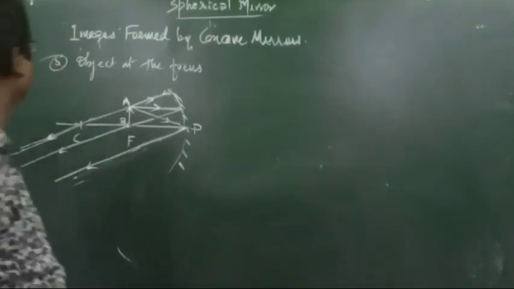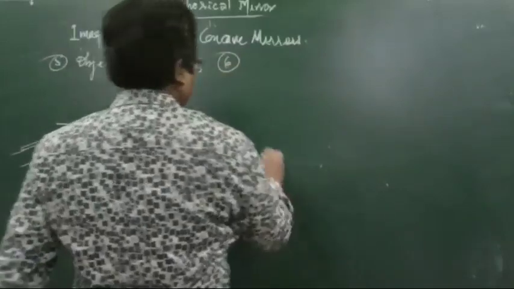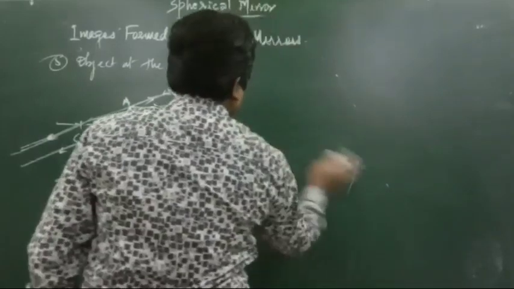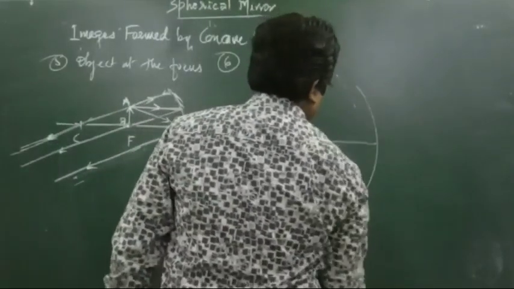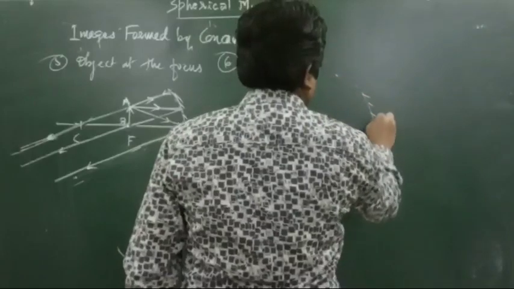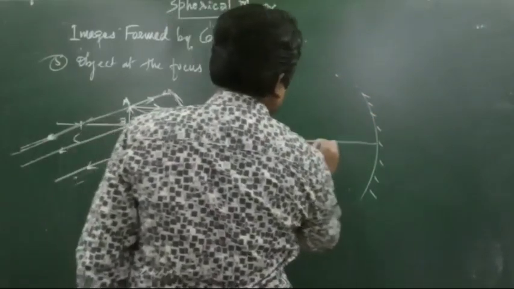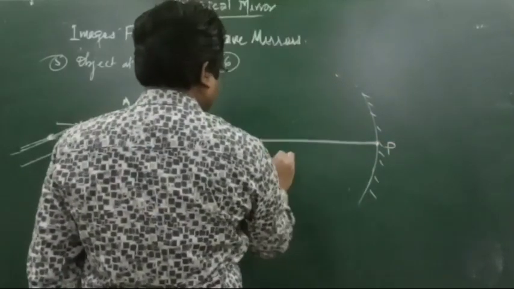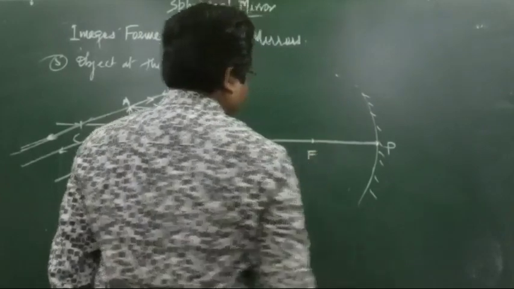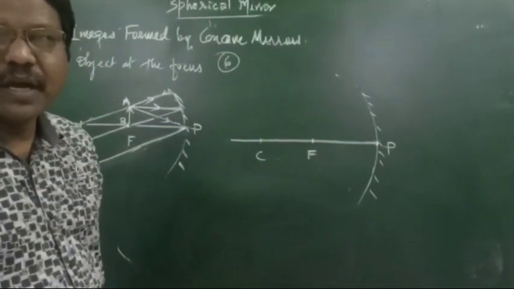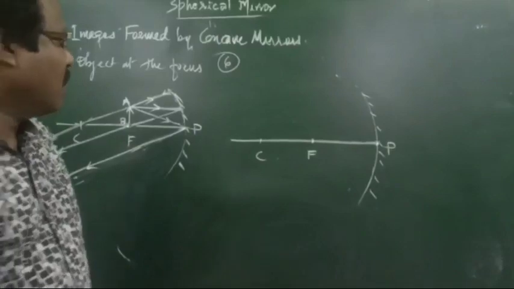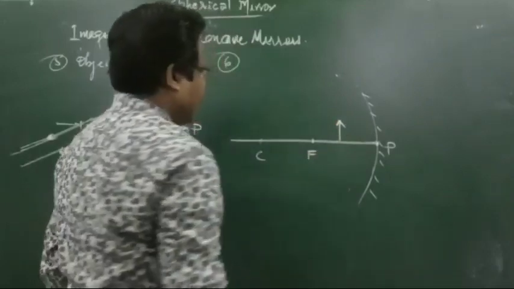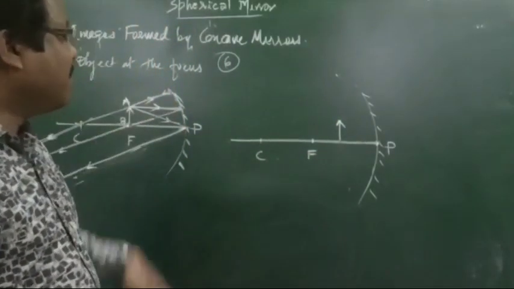When you keep the object within the focus, center of curvature, focus, within the focus. When you keep it within the focus, what will happen? Object kept within the focus. Now, what are the rules of image formation?